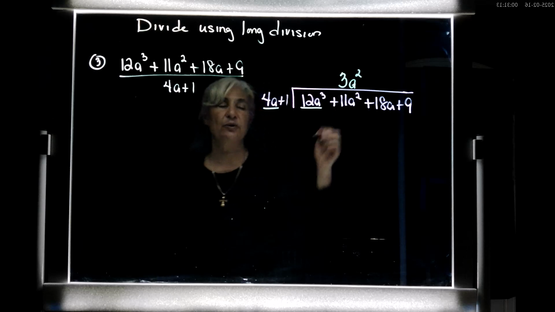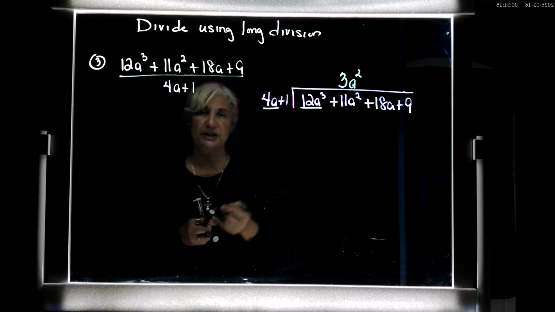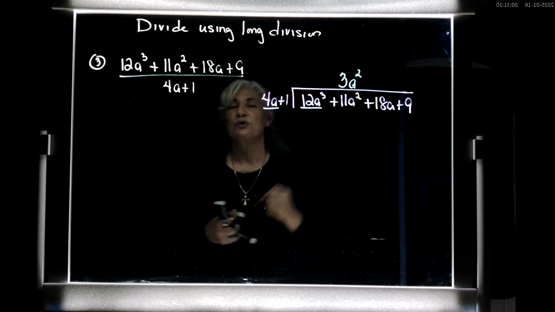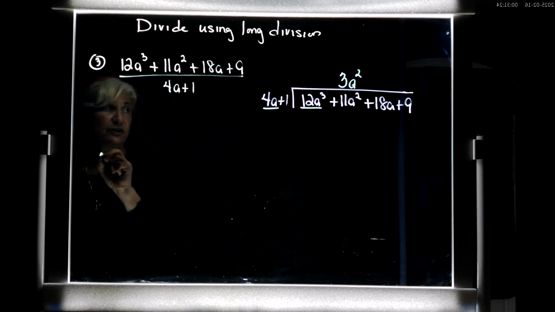So I put 3a squared over the a squared term. Like term over like term under like term. Good? Okay, you just put that up top. Now what? Multiply by what's on the outside.